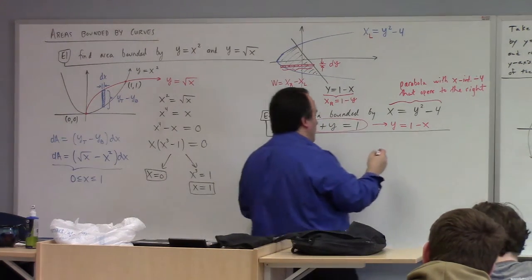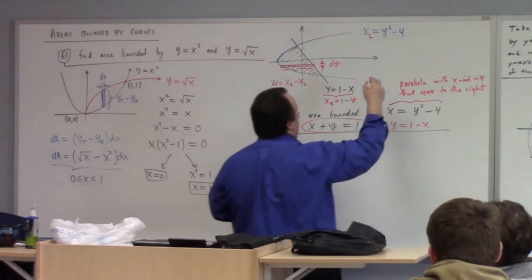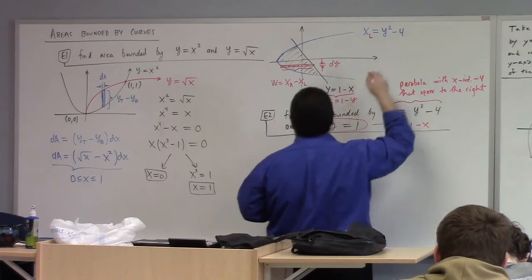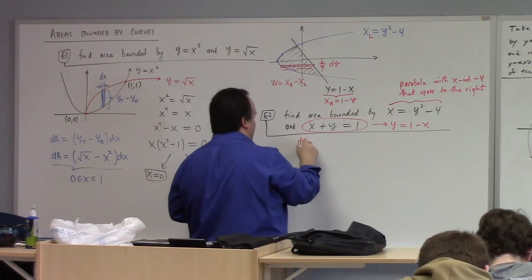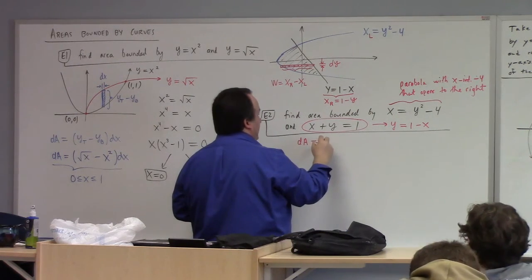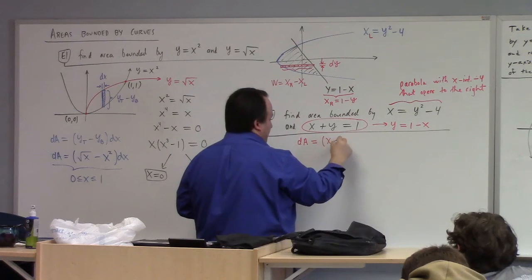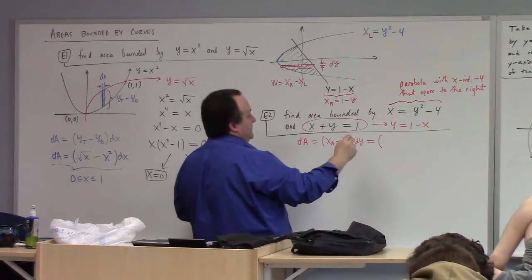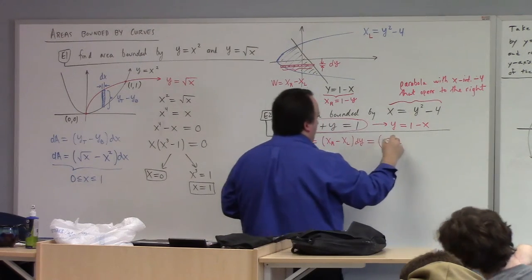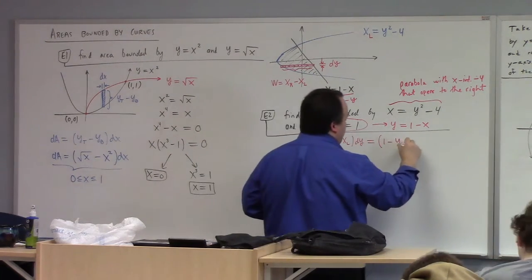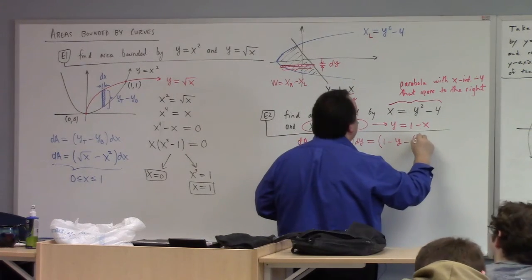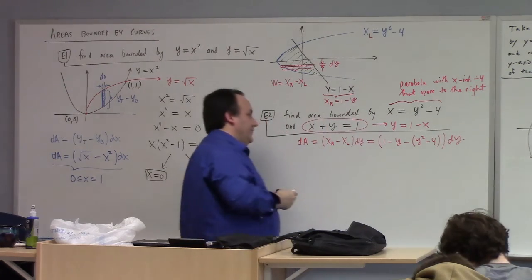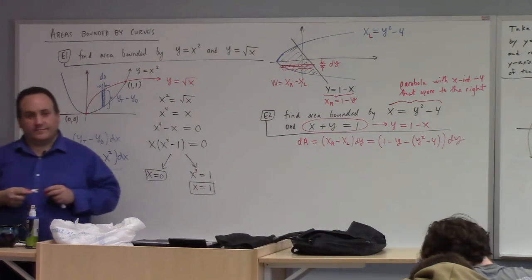So you see what we have is a dA, right down here. dA is equal to x_r minus x_l times dy, but specifically that is 1 minus y minus, use parentheses here, parentheses are your friend, y squared minus 4, dy. That is what we need to integrate. Okay?